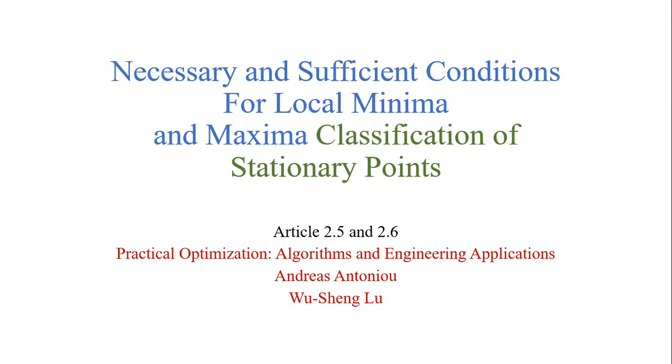Today we are going to discuss two topics from the practical optimization book: the necessary and sufficient conditions for local minima and maxima, and the classification of stationary points. Those are basically articles 2.5 and 2.6. Most of the content of these two articles is already covered in some online videos as well as in the earlier classes. So instead of covering these topics in class, and to utilize the time for something more useful, we better cover them in the slides.